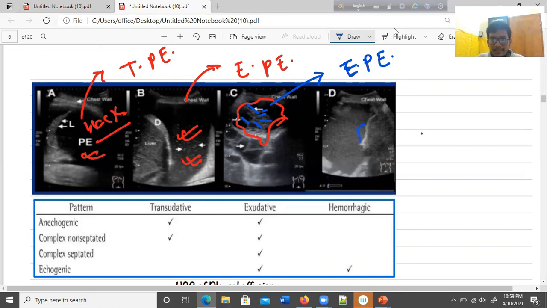And here look at the picture. This is the pleural fluid. This is more echoic than the previous one, so it is echoic, exudative pleural effusion.